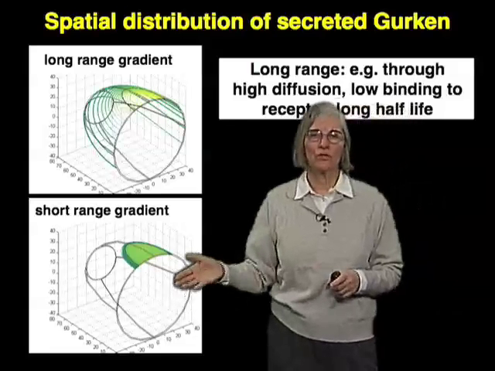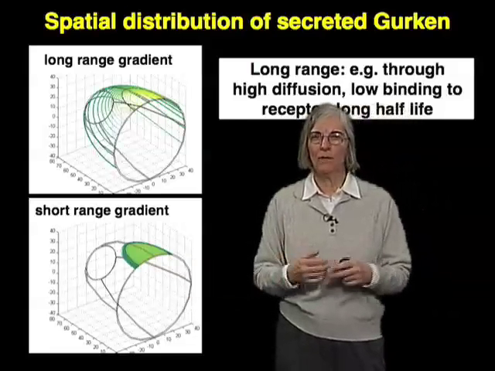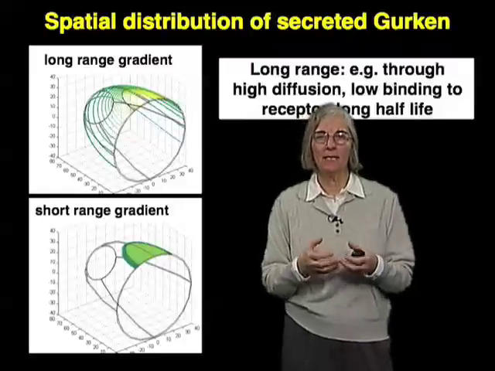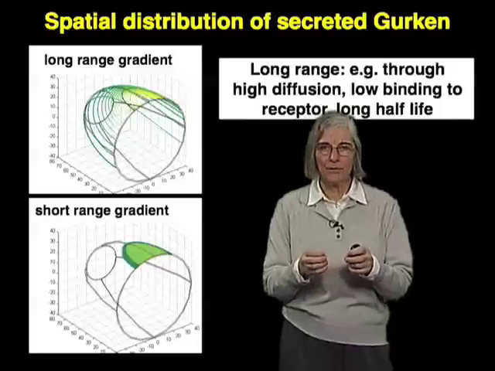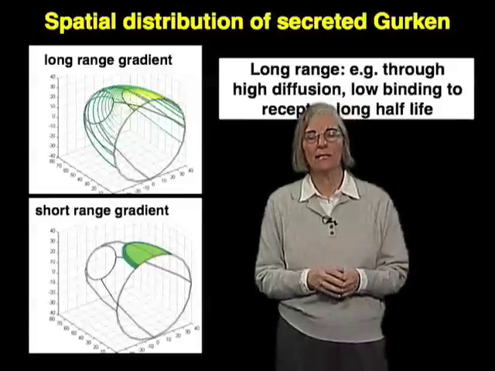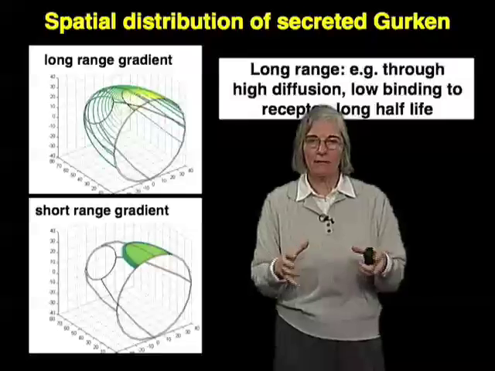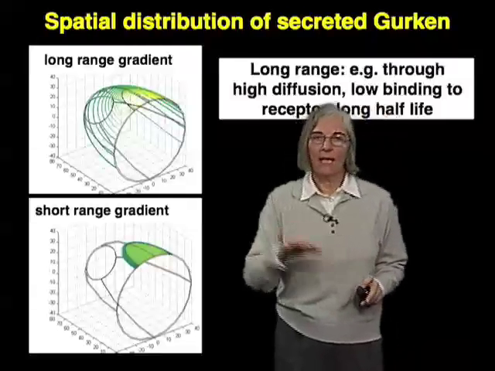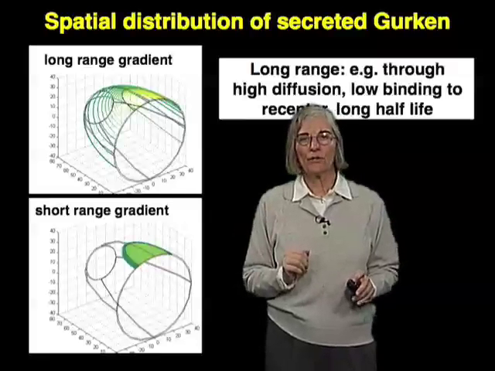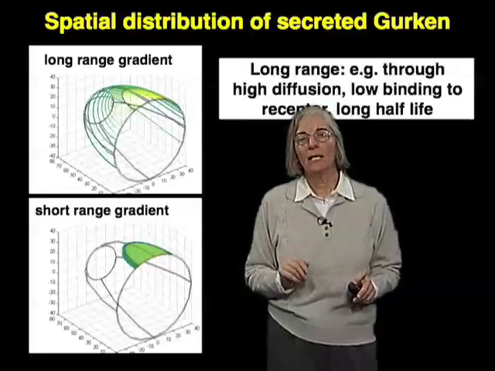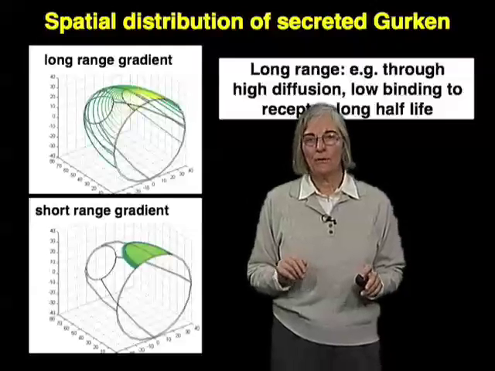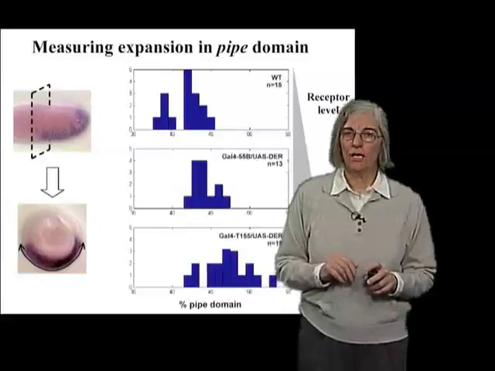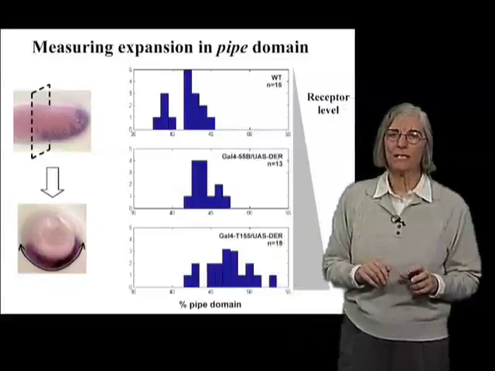And conversely, of course, a short-range gradient would be one that could be formed by molecules that diffuse very slowly, that bind with high affinity to the receptor so that they immediately bind as soon as they're released from the oocyte, or if they have a very short half-life. We can now test whether Gurken is a long or a short-range gradient by manipulating some of the parameters. And we decided to do this by changing the level of the EGF receptor in oogenesis.